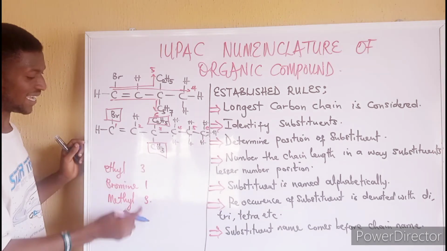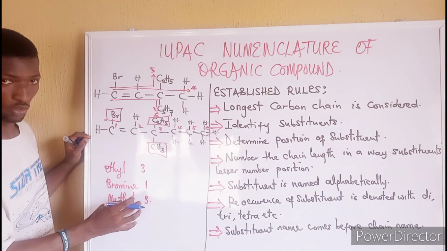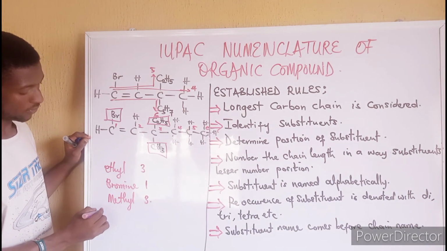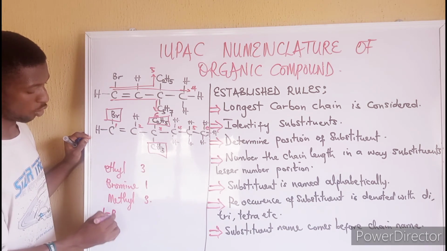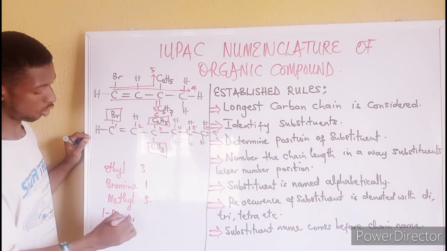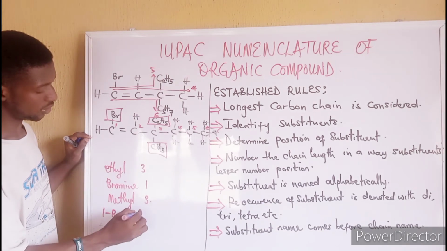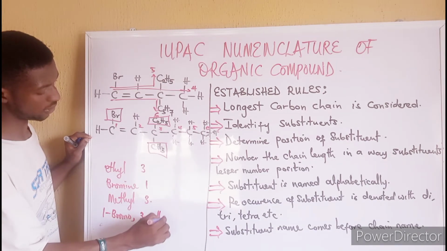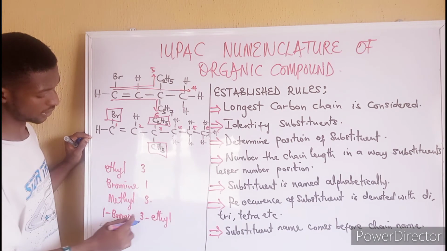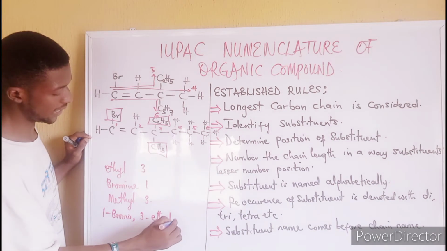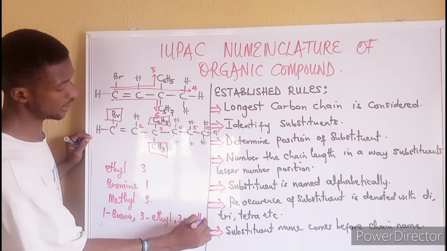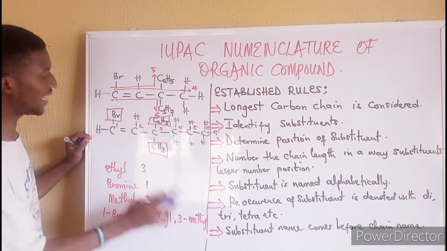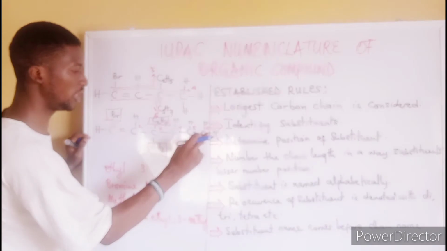Don't forget what we said earlier, that substituents are named first in alphabetical order. We have 1-bromo, comma, the next one is 3-ethyl, and the next one there is 3-methyl. And after that, now let's consider the name of the chain.